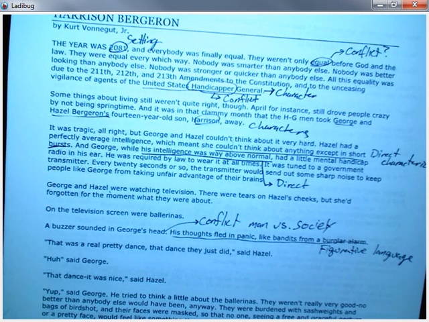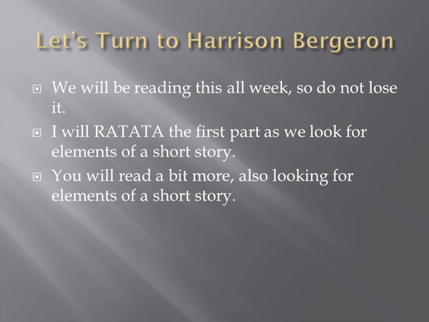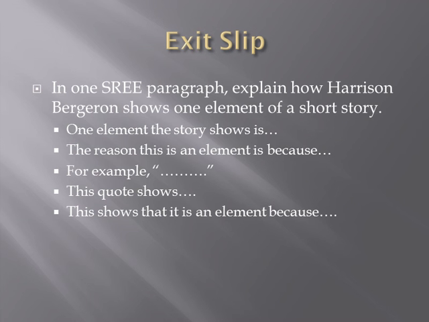You guys are going to now read to the bottom of the page. You're going to read the rest of this page. When you do, and I will hand out a piece of paper for you to do your exit slip in one second here, you are going to write me an SREE paragraph explaining how Harrison Bergeron shows one element of a short story. You may only choose an example and an explanation from the second half of the story, so you need to find one.